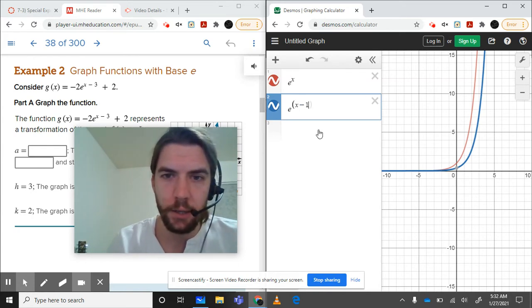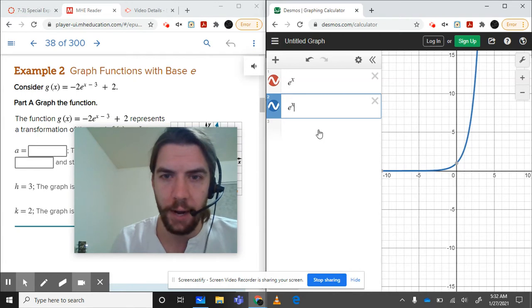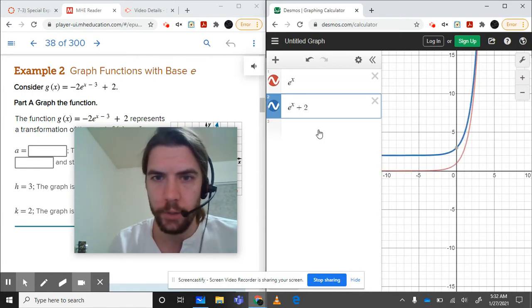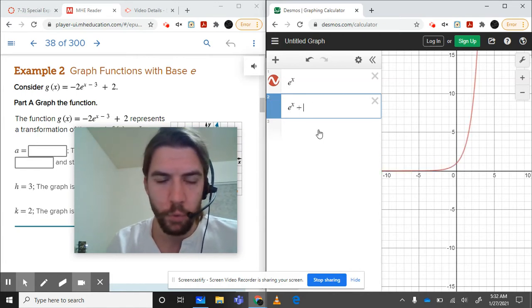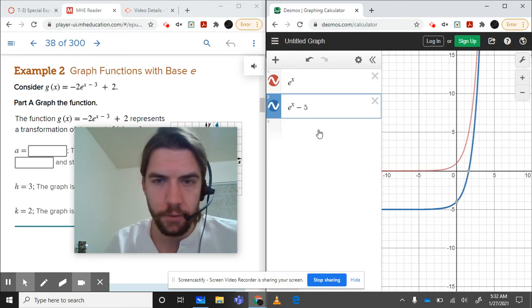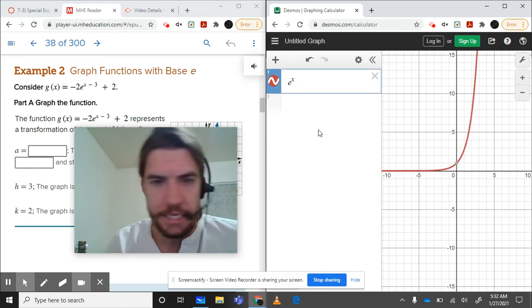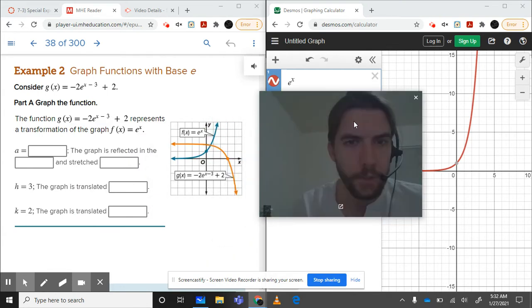If we want to take our graph and just move it up, we can just add to it. If we want to move all the values down, we can subtract. Okay, so most of this is the same as any other kind of translation that you'd be doing.